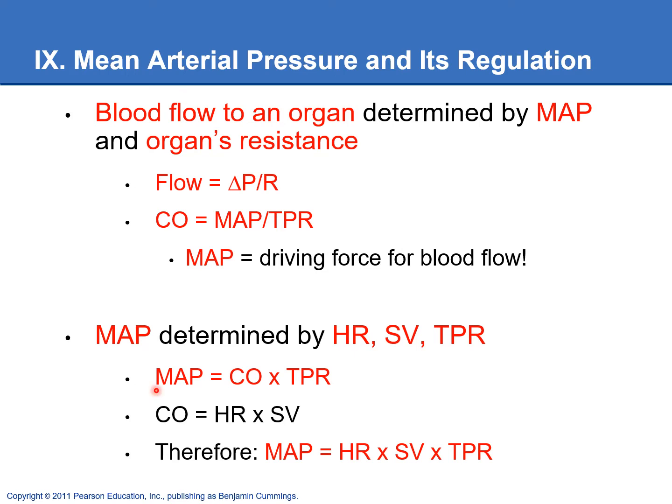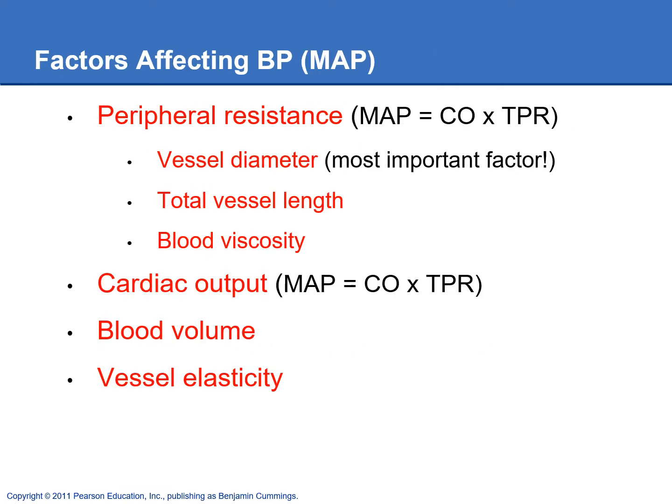We just solved for MAP. And then remember that cardiac output is heart rate times stroke volume. So we can say that MAP is equal to heart rate times stroke volume times total peripheral resistance. There's 4 factors that affect blood pressure. So there's peripheral resistance, cardiac output, blood volume, and vessel elasticity.